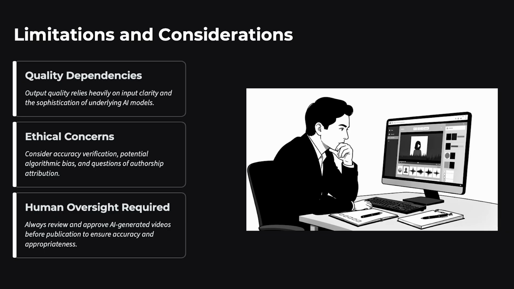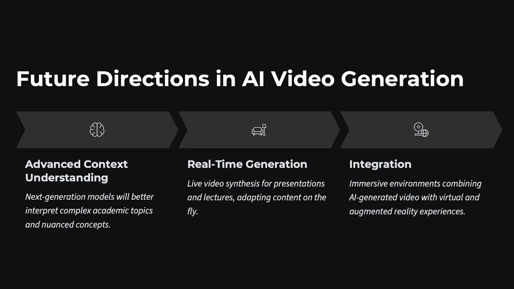The key is authenticity, and finding real images and real video that match and are in line with being authentic in your presentation. And human oversight is required. Always review and approve the AI-generated videos before publication to ensure accuracy and appropriateness. So you want to make sure that everything's on point and not out of order to what you're trying to present. Now, future directions in AI video generation: advanced content understanding.